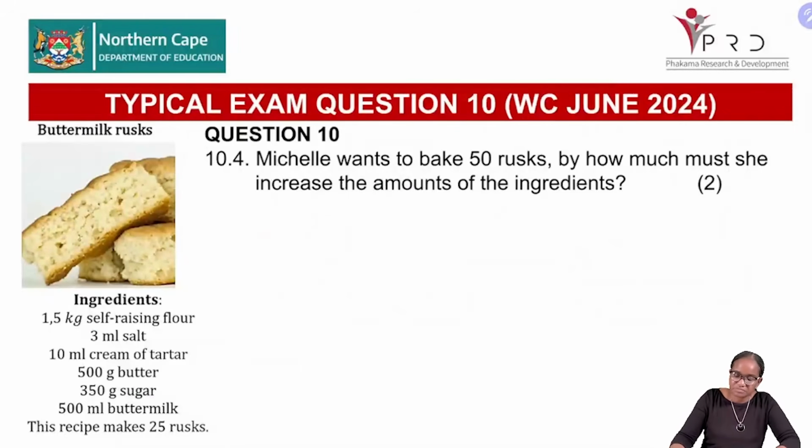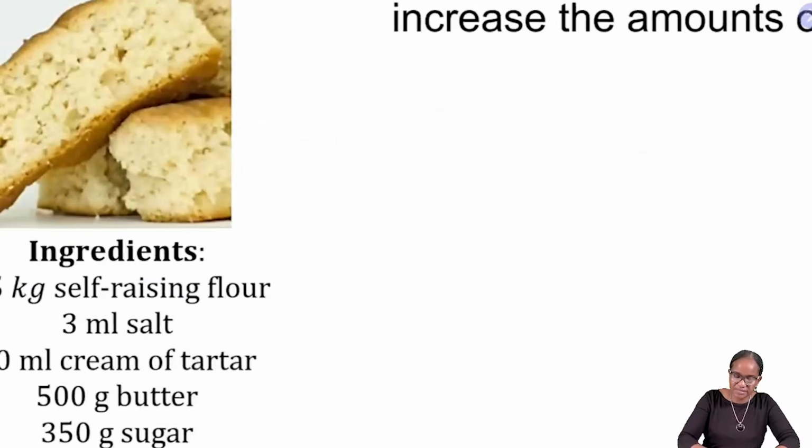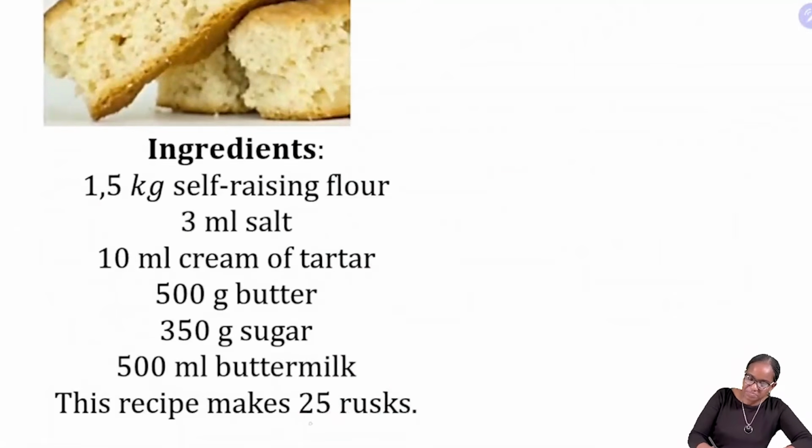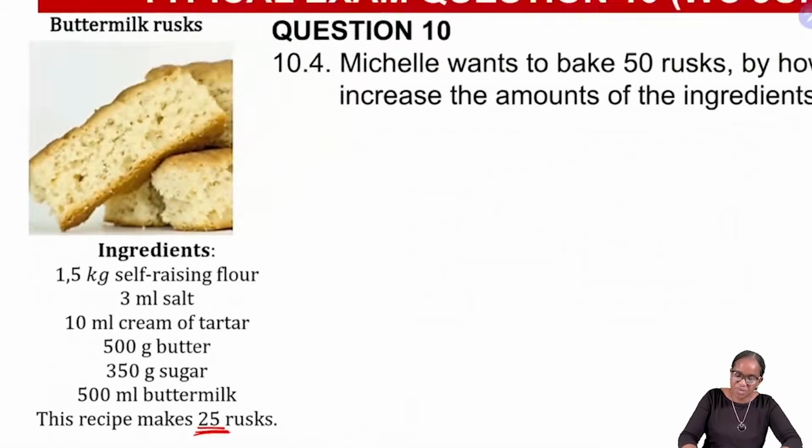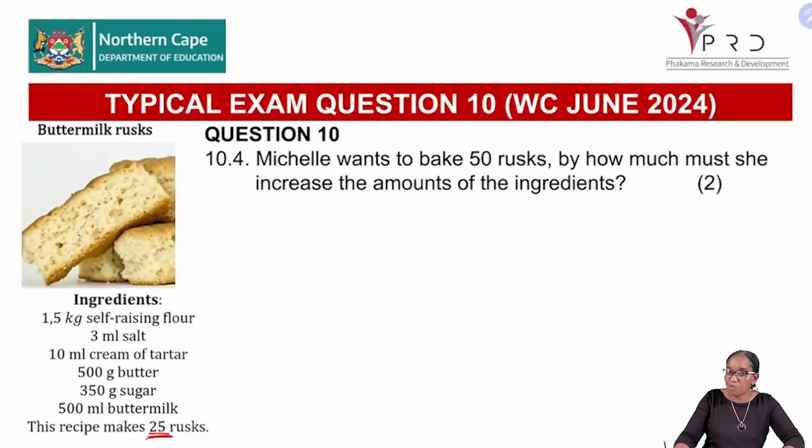Next, Michelle wants to bake 50 rusks. By how much must she increase the amount of the ingredients? Right. Looking at this, the recipe makes 25 rusks. So for Michelle to make 50, what will be our conversion factor?